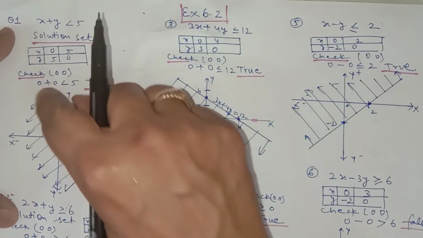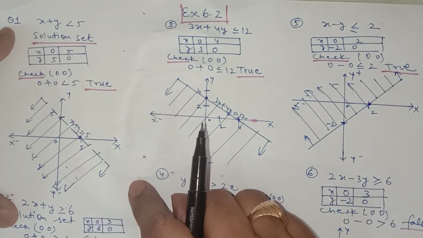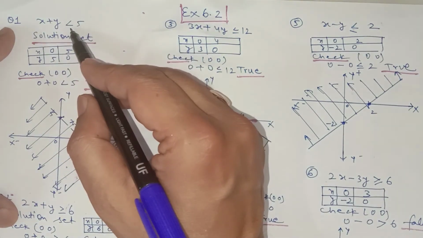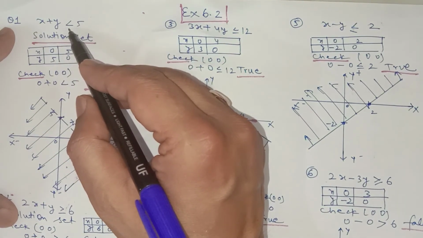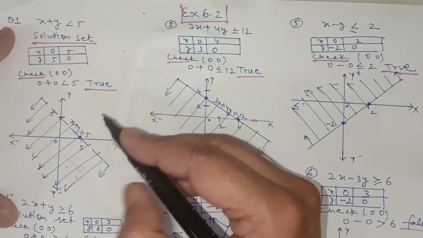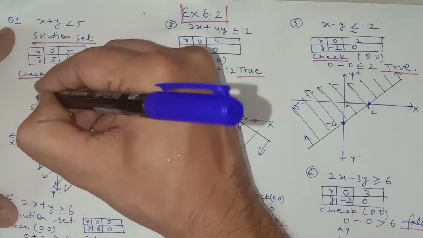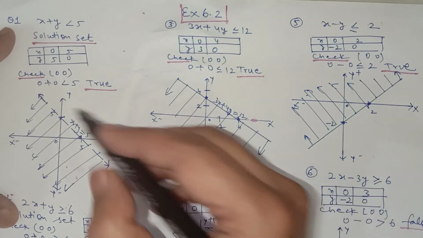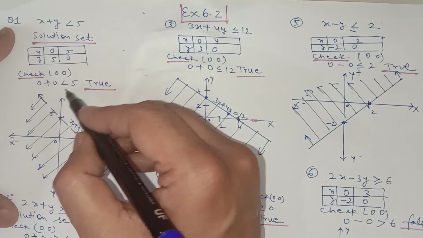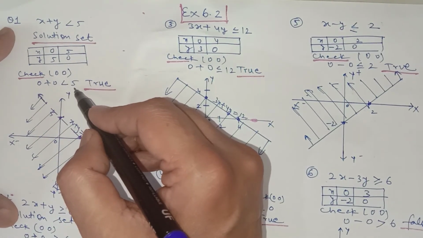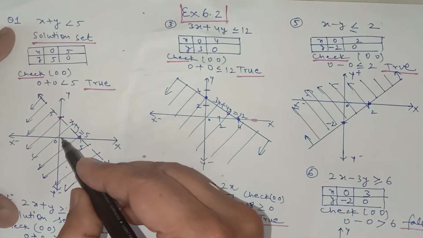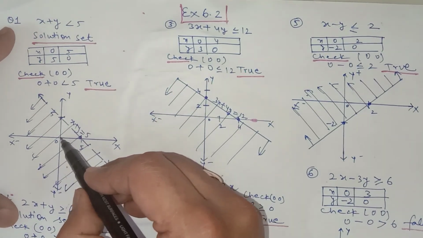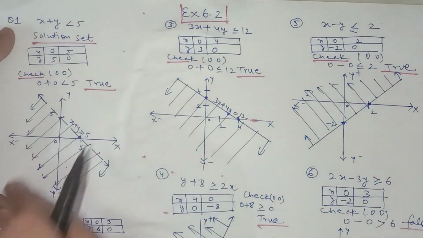You draw a line passing through these two points as a dotted line, because this is only less than, not an equal sign. When the equal sign is not there, you have to draw a dotted line. So 0 plus 0 less than 5 means (0, 0) is a solution of this inequation. So it will be shaded towards the origin.